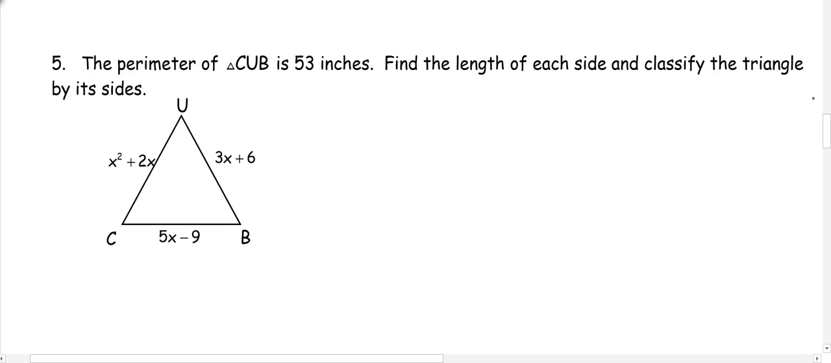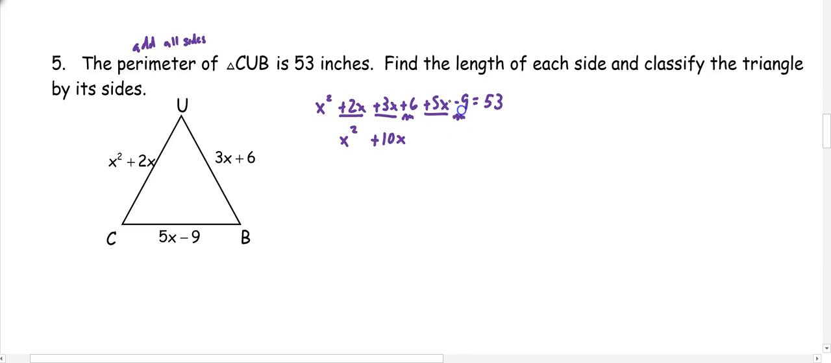So number 5, the perimeter of triangle CUB is 53 inches. Find the length of each side and classify the triangle by its side. So remember that in order to find perimeter, you add all the sides together. So we have x squared plus 2x plus 3x plus 6 plus 5x minus 9 is equal to 53. So when I combine like terms, I get x squared. I add my x's, so 2 plus 3 plus 5 is 10x. I combine my numbers. 6 minus 9 is 3, is equal to 53.